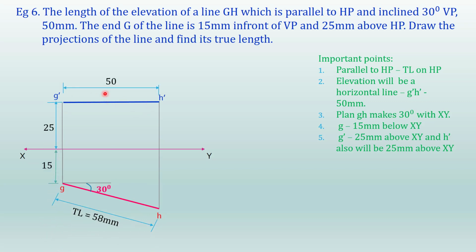So you can mark all the dimensions here. This is 50 mm, this is 25 mm, this is 15. When you measure the true length, you will get that distance as 58 mm. Since the line GH is equal to the original length, the angle made by that length with the horizontal will be the true angle. So this will be the angle made by the original line with VP. Clear? Now let's take the next question.